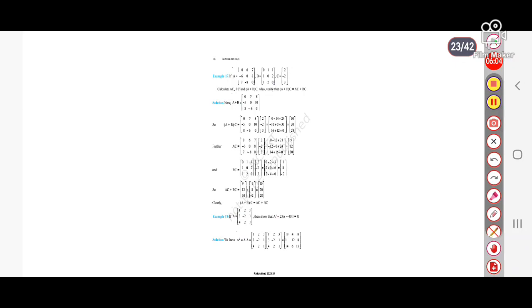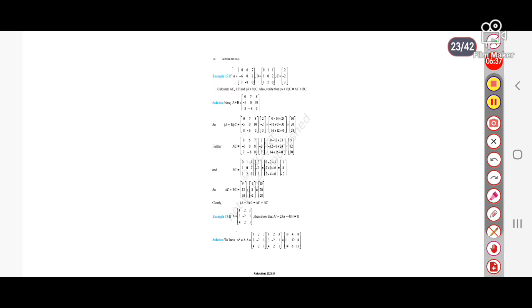Example 17 here tells: if A equals 0 6 7, minus 6 0 8, 7 minus 8 0, B equals 0 1 1, 1 0 2, 1 2 0, C equals 2 minus 2 3. Now they are asking us to calculate AC, BC, A plus B into C, and also to verify that A plus B into C is equal to AC plus BC. That law which we saw before, they are asking us to verify whether it is true or not in the case of these matrices given at the top, right?